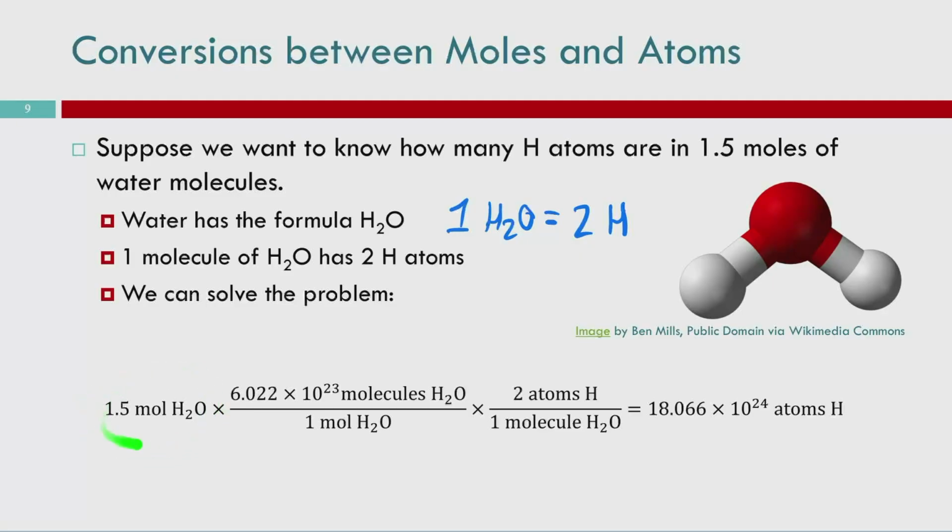So we could start with 1.5 moles of H2O. We would need to convert to molecules to figure out how many individual H2Os we have. So we multiply by Avogadro's number, because that's the number of molecules that's in 1 mole. So this first part gets us the number of molecules of H2O. Then figure out with our little atom smashing hammer how many hydrogens we get out. It's 2 hydrogens for every 1 H2O. So we would get out this absurdly large number of atoms of hydrogen.